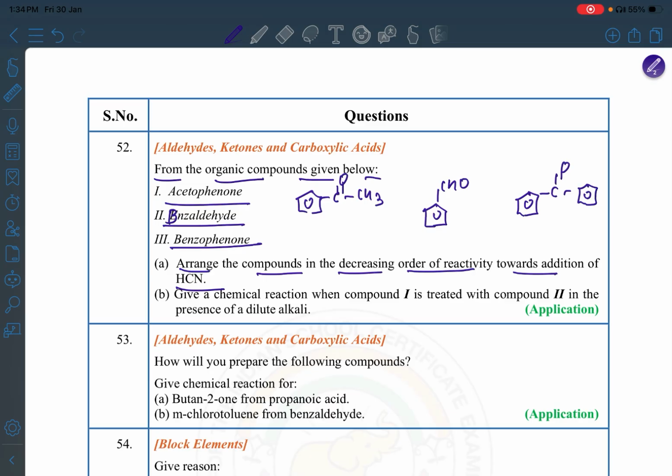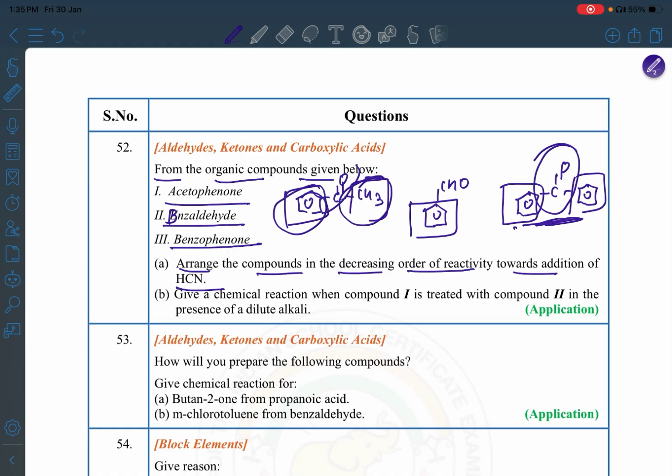Now let's talk about the groups. This has one group, here we have two groups, and here we have three groups. These groups increase the steric hindrance, but here only one group increases the steric hindrance. So among these three, the second one will be most reactive. After the second, the first one, and then the third one. This is the reactivity order: benzaldehyde is most reactive towards SCM, then acetophenone, and then benzophenone.